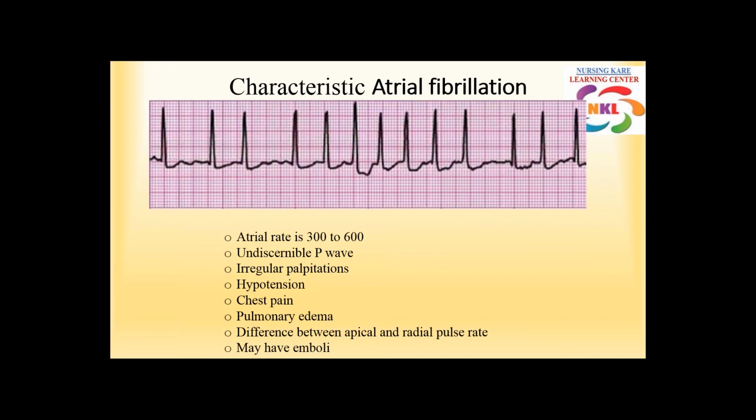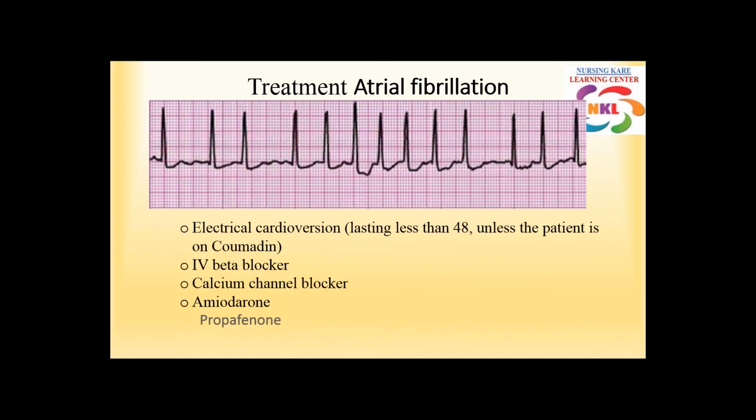Chest pain may occur, pulmonary edema, and also the difference between the apical and the radial pulse will be greater, and they may also have emboli. If the blood is just there quivering, rocking from side to side in the atrium, that puts this person at increased risk for emboli. So what is the treatment?